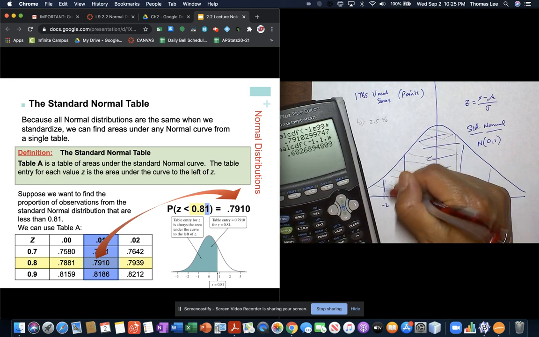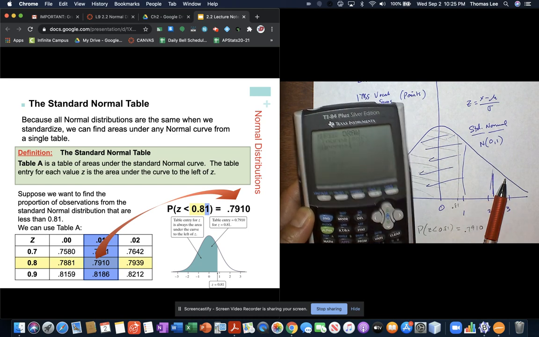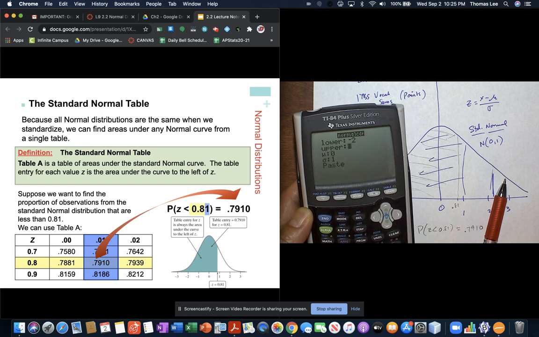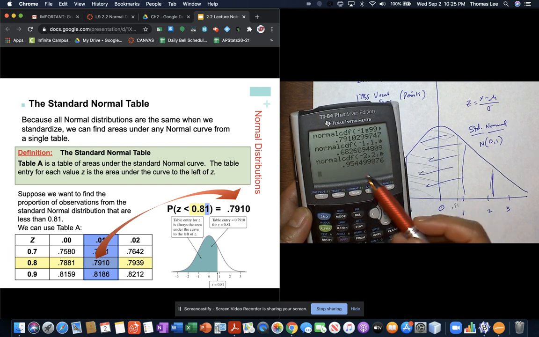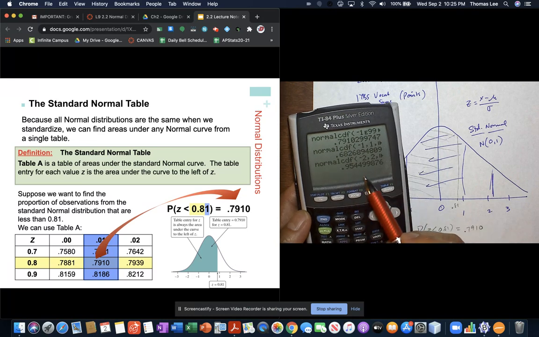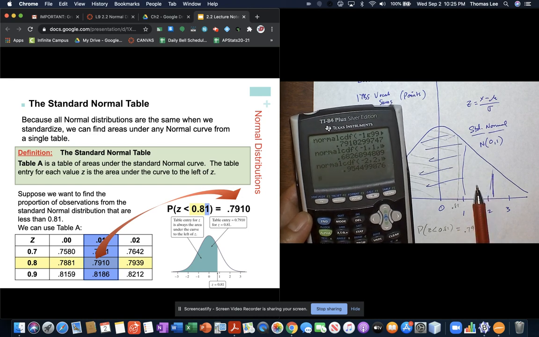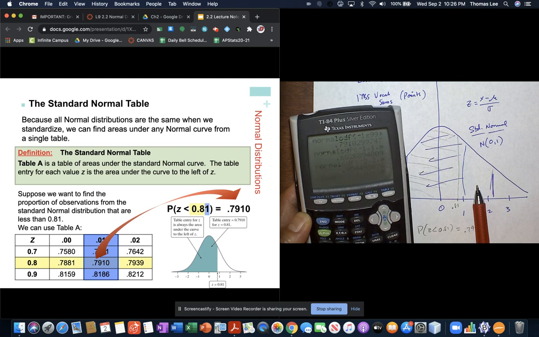Well, what about -2 to 2? 2nd VARS, normal CDF, -2 to 2. Look at that, a big rounding error. The empirical rule says it's 0.950, well, it's 0.954499876. That's a lot of rounding error. Finally, let's go -3 to 3. 2nd VARS, normal CDF, -3, 3. 0.997. Pretty close.